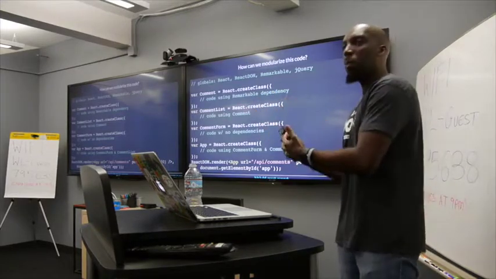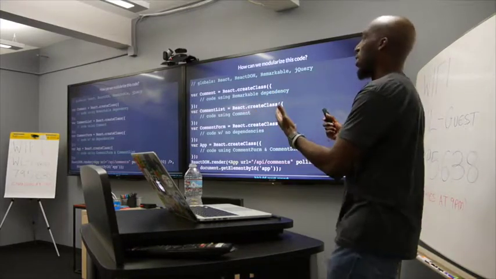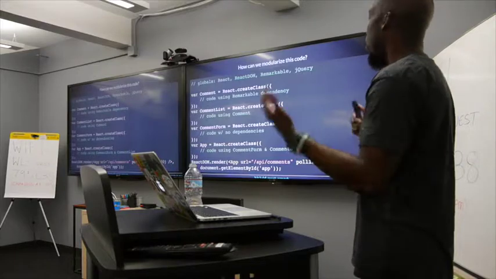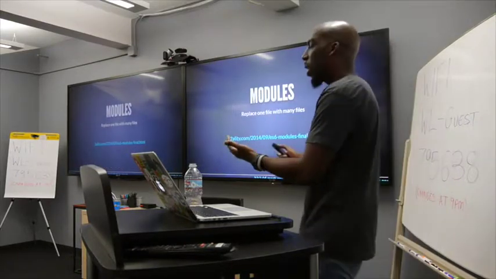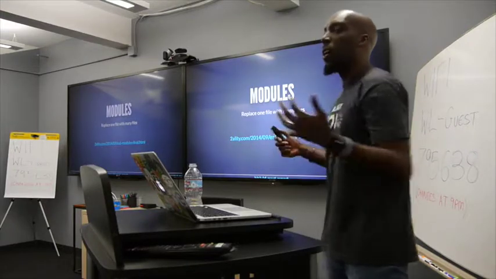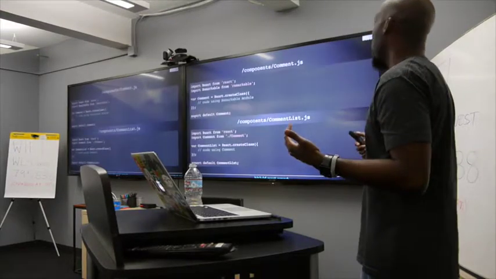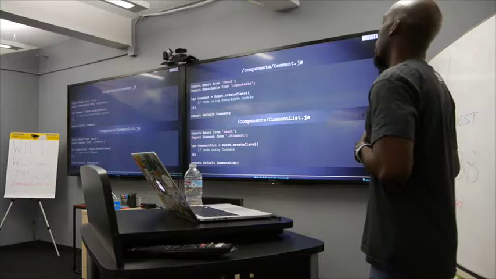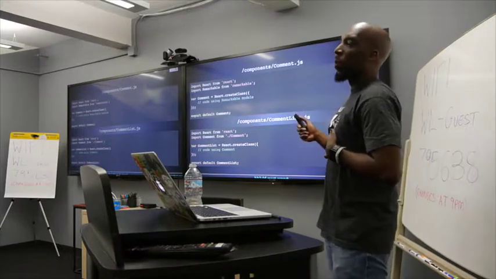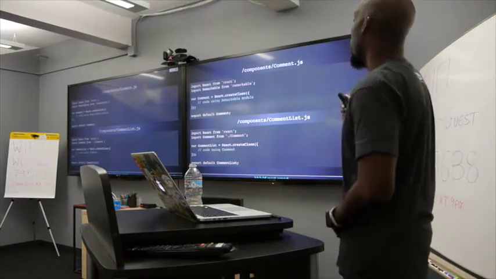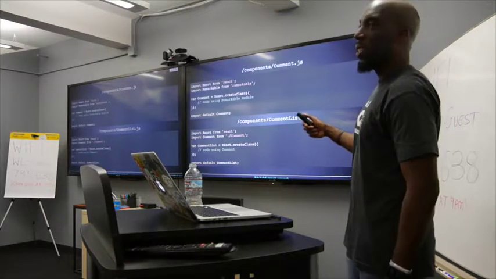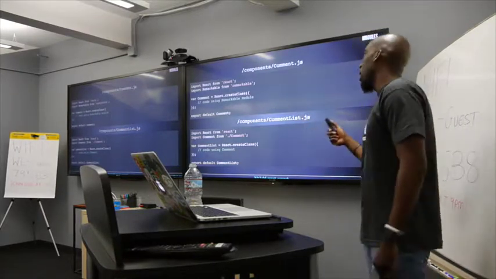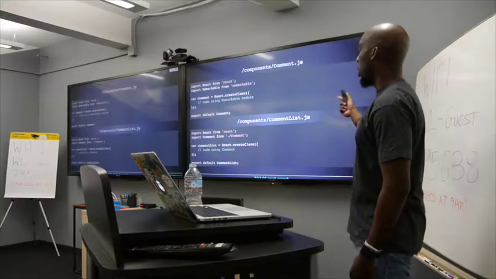So as we know, React is componentized and supposed to be modular, yet we have all of these things in one file. So how can we modularize this code? Well, there are ES6 modules that allow us to separate all of our files out. So now in our comment.js file, we have explicit imports of our dependencies. So we import React, import Remarkable, and then we export default our comment component that we just created.